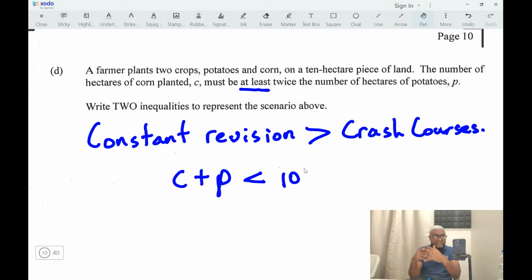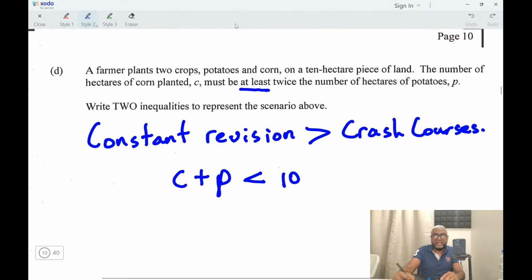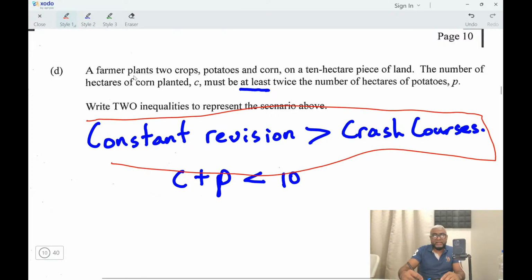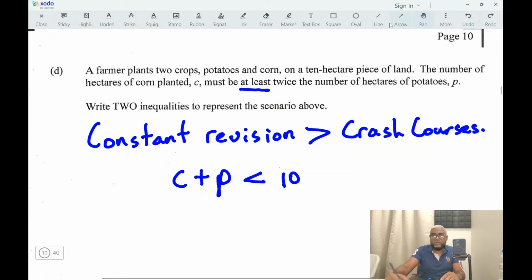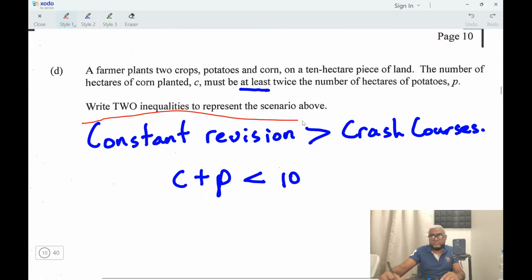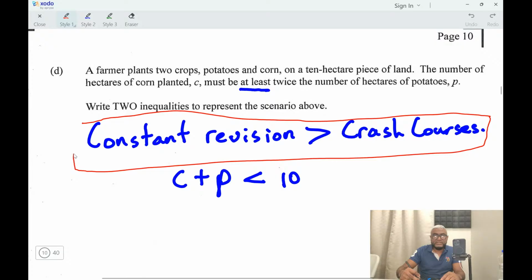Hey, this is not part of the question, guys. I've seen people coming in the live here. I don't want them to see this and say, what madness is the man writing here? This was just my belief: constant revision is greater than crash courses.